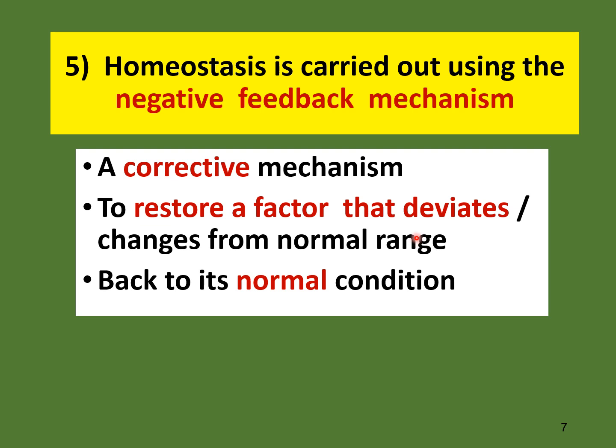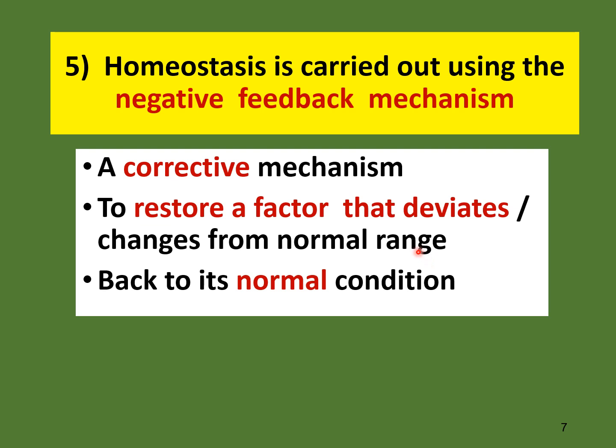As we said, the temperature of the body may have increased to 40 degrees Celsius. So it's changed from the normal range of 37 to 39 degrees Celsius. So the body has to carry out a corrective mechanism or many corrective mechanisms to bring back the temperature to its normal value. As long as it tries to change that factor and bring it down or bring it up back to the normal value, then it's negative feedback.